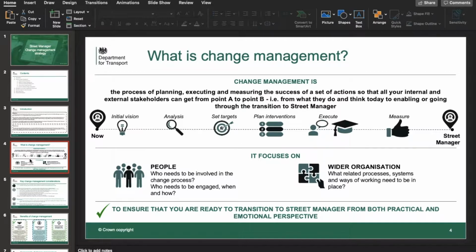Who needs to be involved in the change process? Who needs to be engaged? When and how? What related processes, systems, and ways of working need to be in place? By asking these questions, you can be sure that you are ready for the change both practically and emotionally, as both are equally as important.